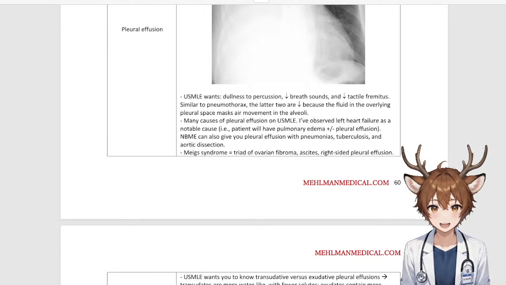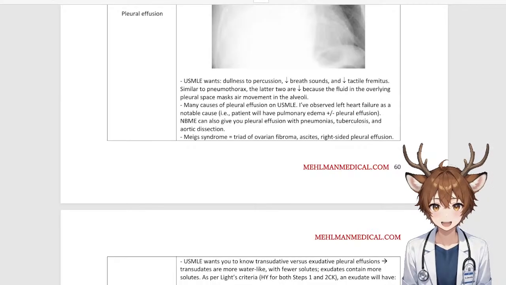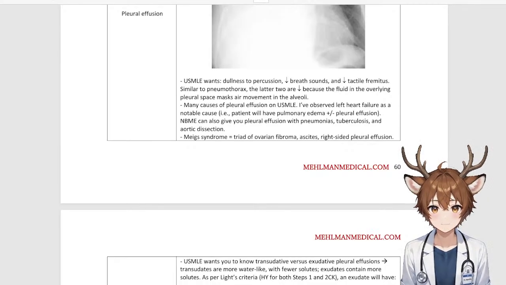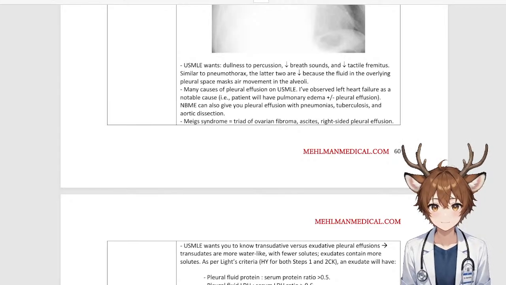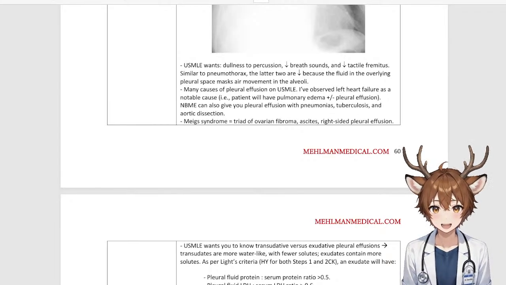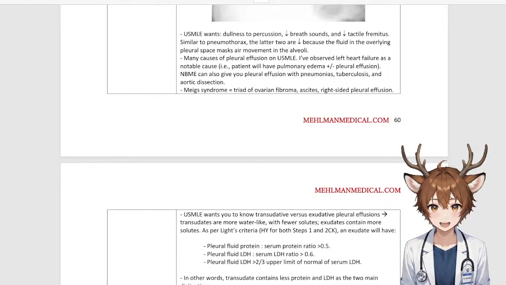USMLE wants you to know that transudative versus exudative pleural effusions: transudative is more water-like with fewer solutes. The exudates contain more solutes. So exudative contains more solutes, transudative contains a more water-like presentation.